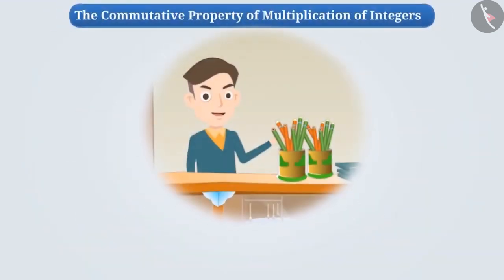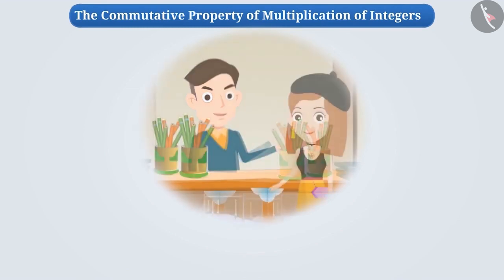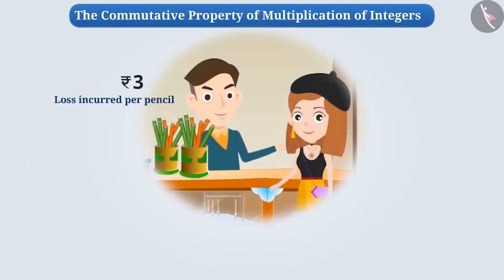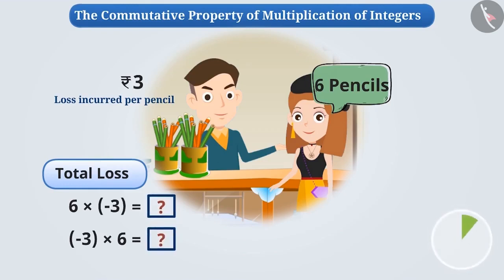Now let us understand the commutative property of multiplication of integers. Suppose a shopkeeper has some old pencils. The shopkeeper loses rupees 3 per pencil while selling them. If he sells 6 such pencils, then we will have to multiply 6 by minus 3 to find the total loss he has incurred. Can we solve this by changing the order, that is minus 3 multiplied by 6? Think for a while.